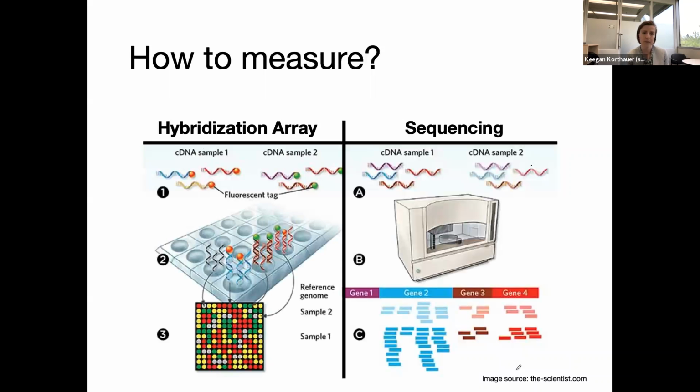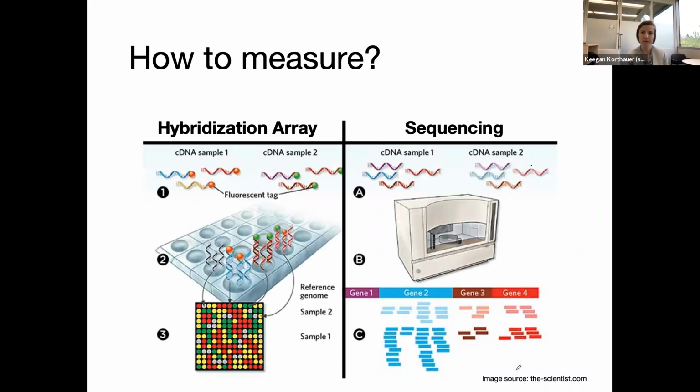So now we know what these marks are and potentially what they do functionally. How do we measure them in a sample? How do we know where these marks are present or not present in a particular sample? There are two main categories of methods that are in use today.